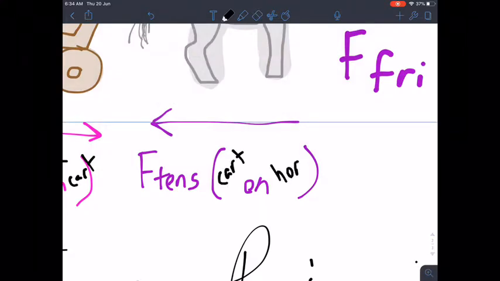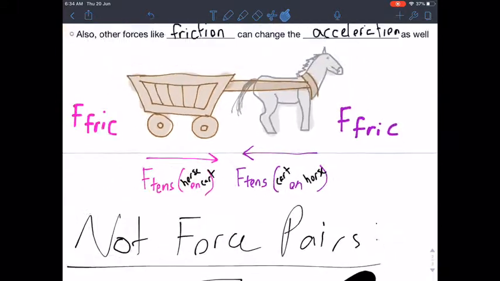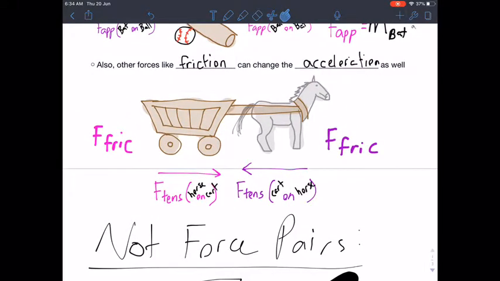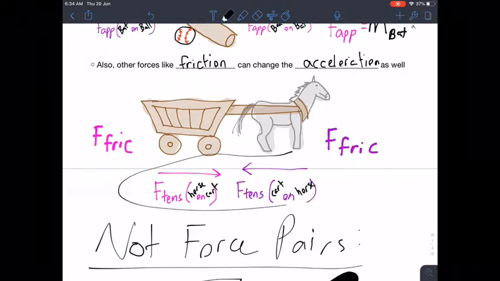This might seem silly, but if you've ever pulled something heavy, you know that you can feel the weight dragging you back. And that's exactly what's happening to this horse. And if you look at just this, you would think, oh, those cancel out and we're not going anywhere. But they don't cancel out.